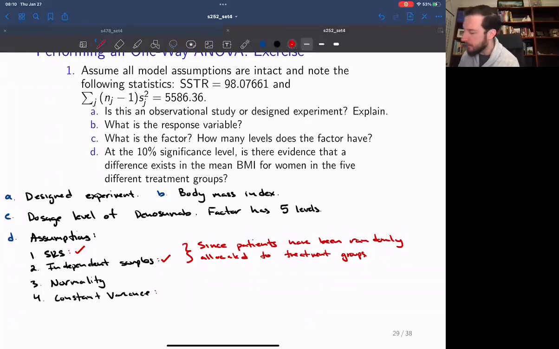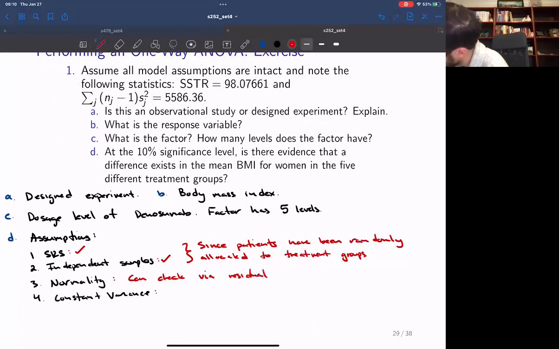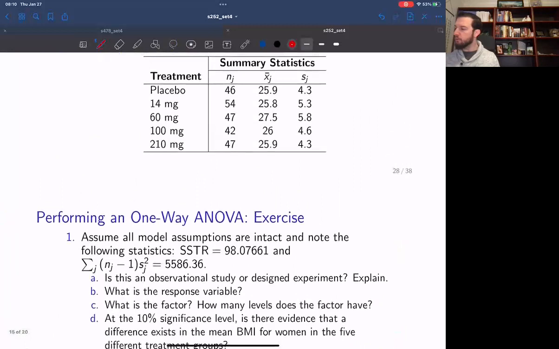Okay, normality, we won't be able to check this directly from the raw data, so we'll just make a note and we'll say that we can use residual analysis, which we'll cover in the next lecture set, but we don't know right now whether or not this is going to hold. Okay, for constant variance, we can use the rule of 2.